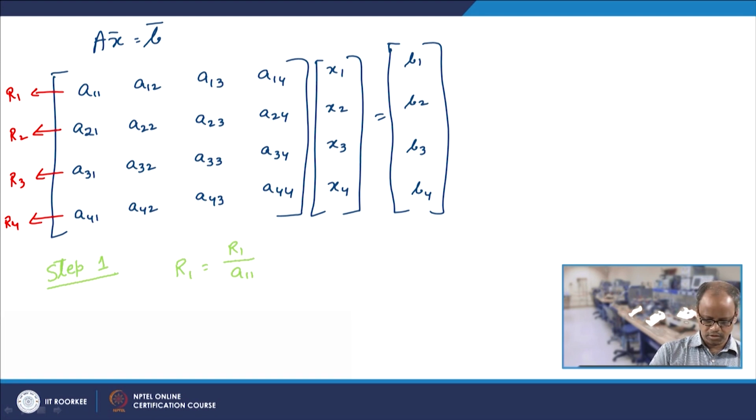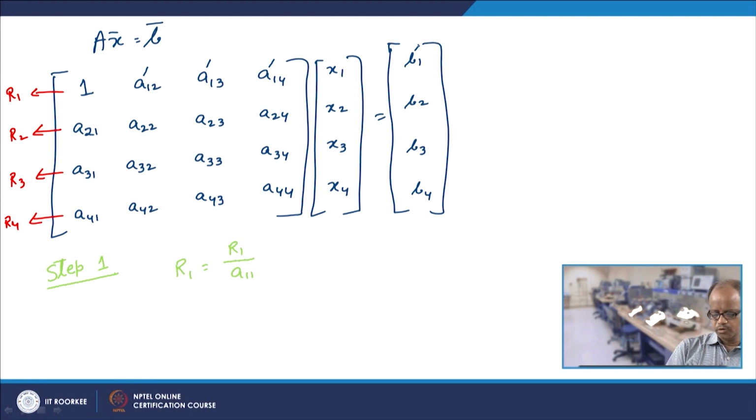So, this would change to 1, and this would be changed to A12 by A11, this would be A13 by A11, this would be A14 by A11, and this would be B1 by A11. So, let us say that this would be changed to A12 dash, A13 dash, A14 dash, and B1 dash. So, this is after step 1.